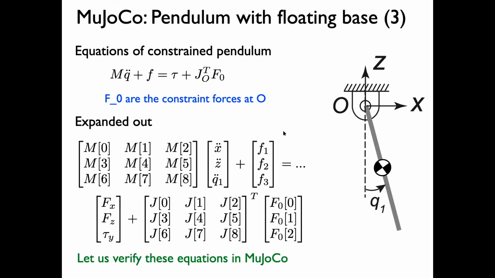Now, the moment you constrain the system, that is, you make the system stick at point O and don't allow it to move in the X and Z direction, then you need to modify the equation slightly. The only change you make is you add this term, J transpose F_O. J is the Jacobian of the point O, and F_O are the external constraint forces at O. Okay, so provided you apply these forces at O, this system is not going to move.